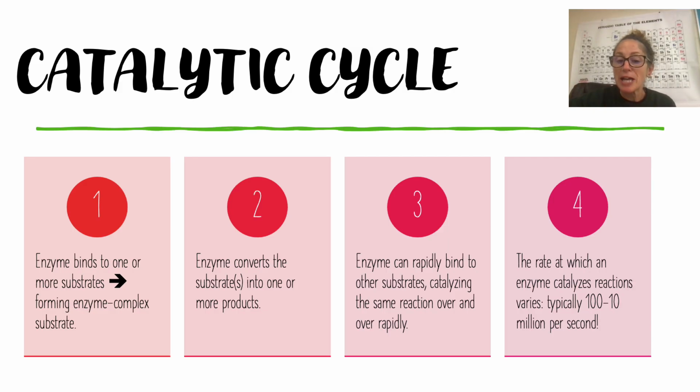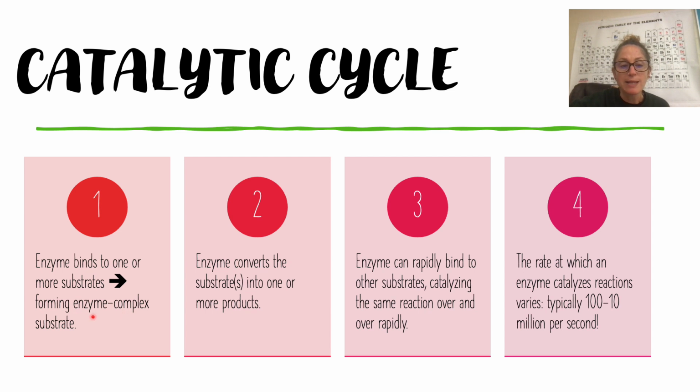There's this thing called a catalytic cycle, which sounds a lot like that car part, the catalytic converter. First, the enzyme binds to one or more substrates, and again, it depends on the type of reaction. With the decomposition of hydrogen peroxide, there's only one substrate. There might be two substrates where it's bringing them together, which would be a synthesis reaction.